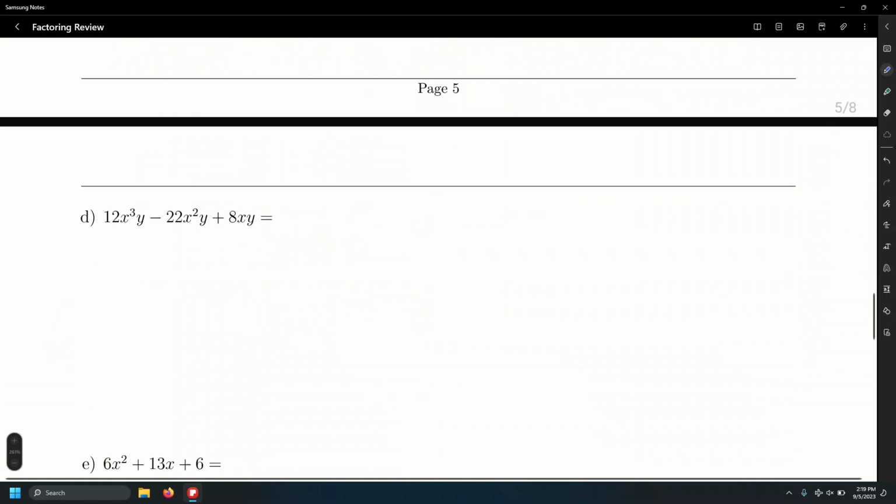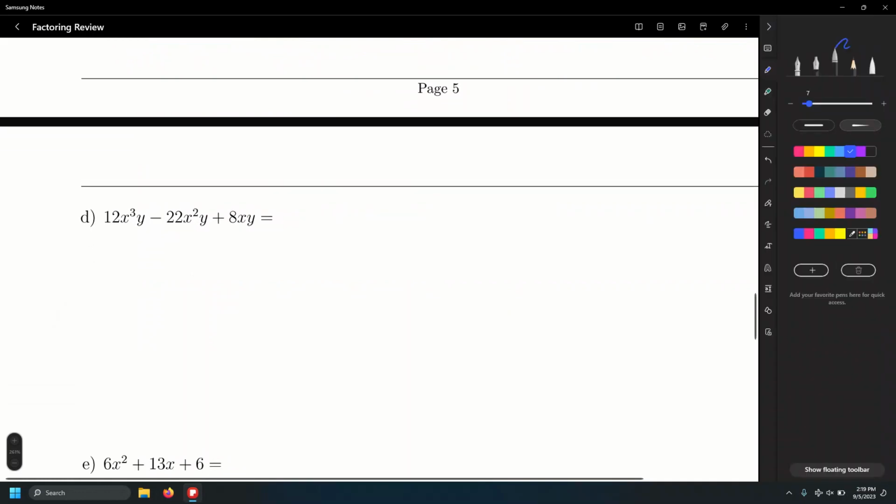First of all, I think we did a GCF for this one first, right? I think we got 2xy, and then we got 6x squared minus 11x plus 4, right? Yes, plus 4. That's what we got. So now we need to focus on the trinomial on the side again. Let me write it down on the side in a different color: 6x squared minus 11x plus 4.